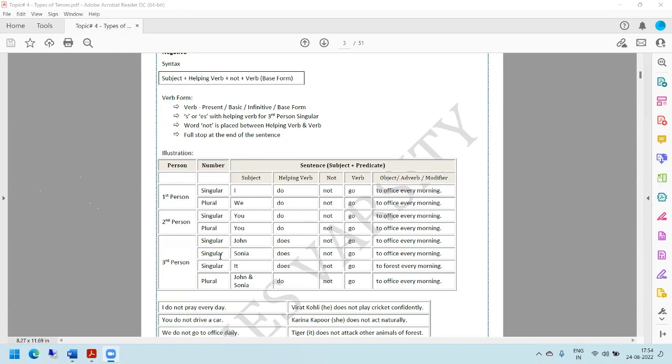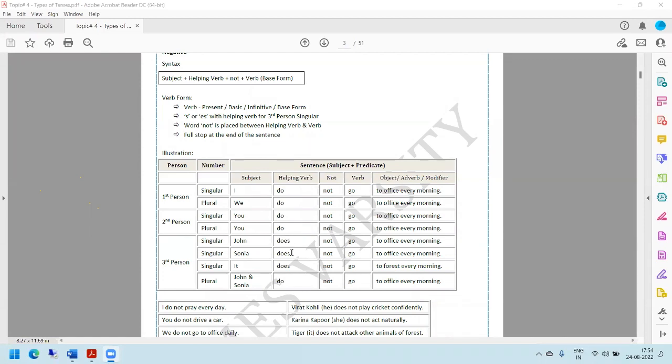Similarly, Sonia is also she. Instead of she, we are using her name: Sonia does not go to office every morning. Similarly, it does not go to the forest every morning. Then third person plural: John and Sonia do not go to office every morning. So from here, you can say that s or es comes with the helping verb for third person singular. There is no change in the verb, but there is a change in the helping verb, only for third person singular, s or es.